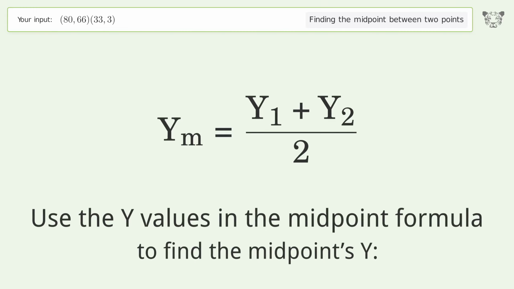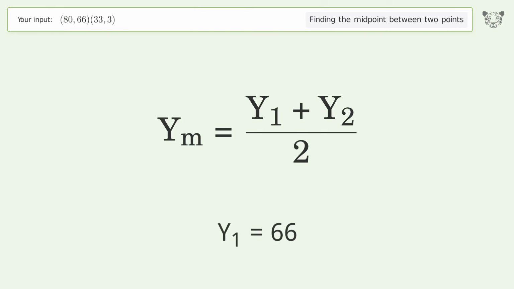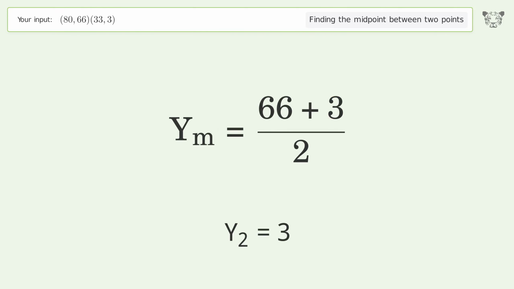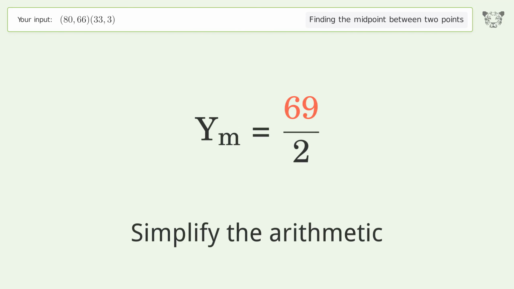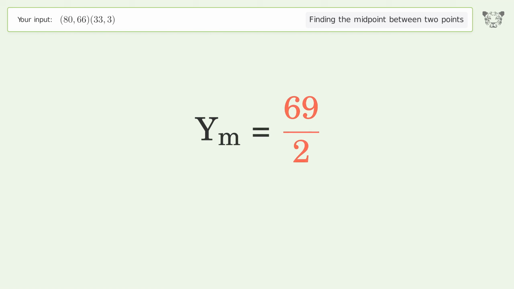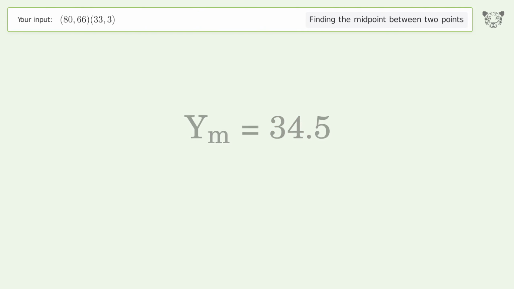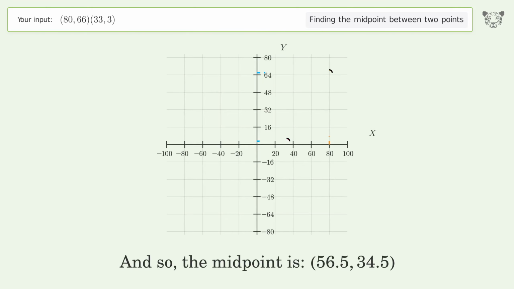Use the y values in the midpoint formula to find the midpoint's y. y1 equals 66. y2 equals 3. Simplify the arithmetic. And so, the midpoint is 56.5, 34.5.